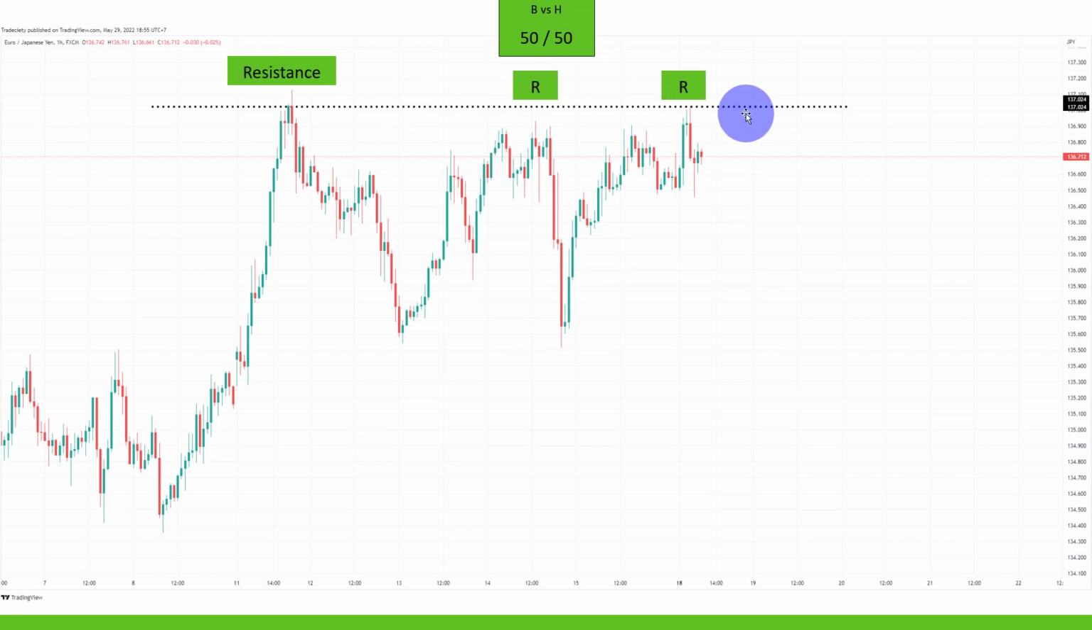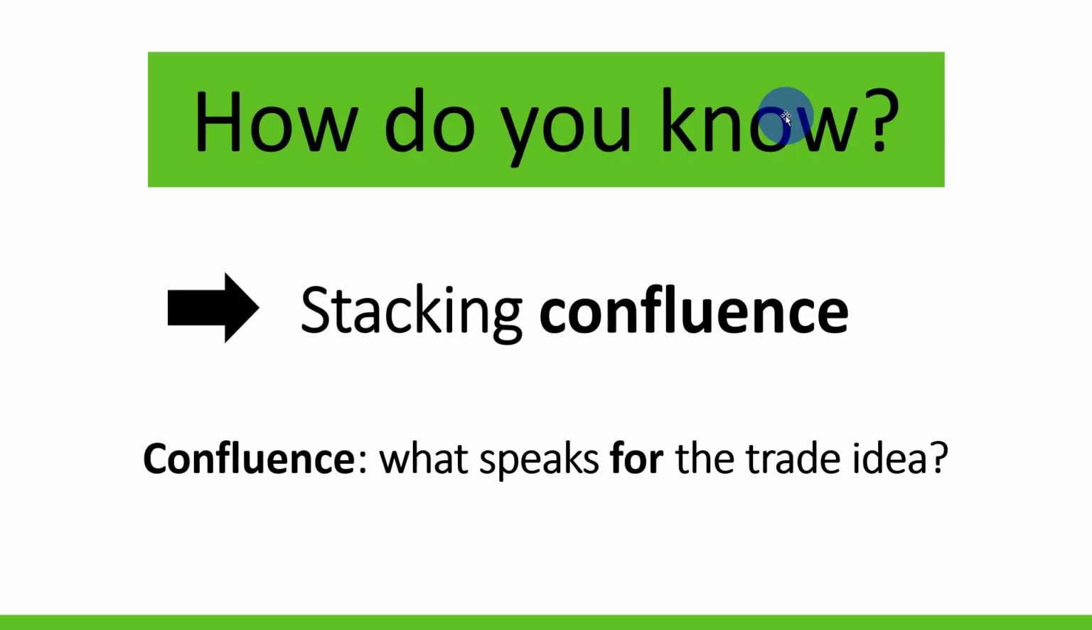And the next time the market is going to be at the level, many traders are going to ask themselves, will the level hold or will it break? And that's obviously a very important question to make the right trading decisions. So how do you know whether such a level is going to hold or break? And the concept that we're using in trading is called stacking confluence. And this is probably the most important concept that you will ever learn when it comes to building a trading strategy and really trading with a robust trading strategy.